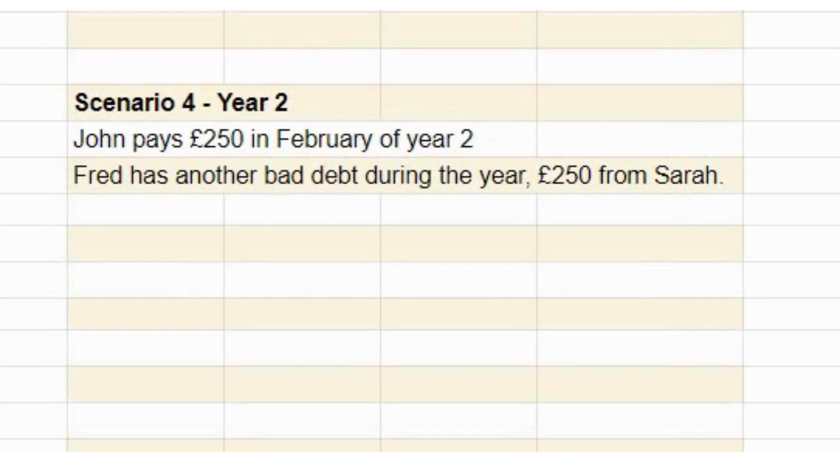So now we're into the second financial year of Fred's sole trader business, and what happens in scenario 4 in year 2 is that John, who owed the £500, pays £250, but this time he pays it in the second financial year, in February of year 2. So how are we going to deal with that?